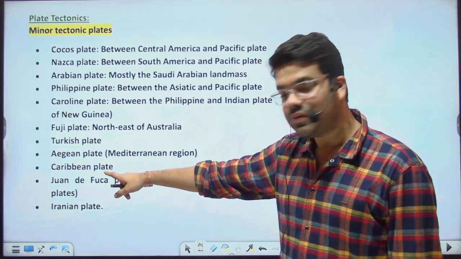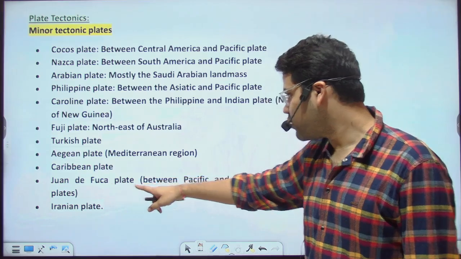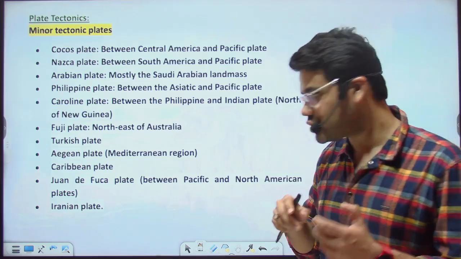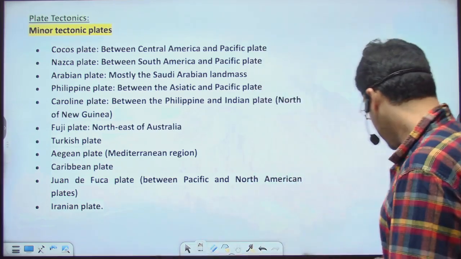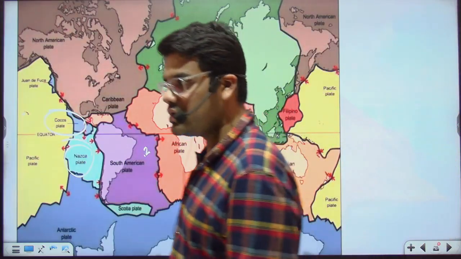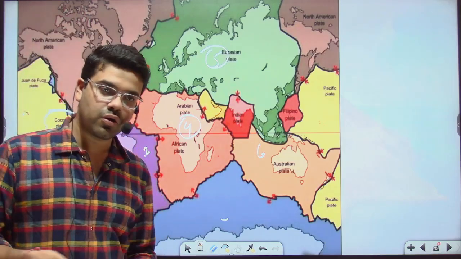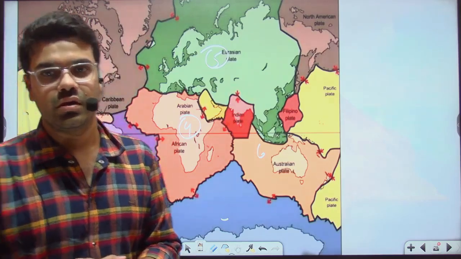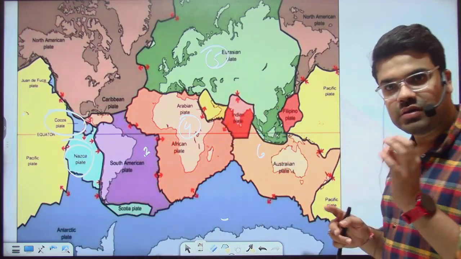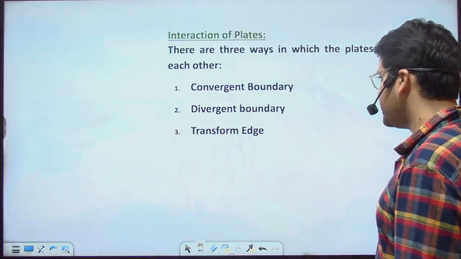Caribbean plate, Central America. Juan de Fuca plate, between the Pacific and North America. It's an oceanic plate. And the Iranian plate. He considered plates to be a mixture of both oceans and continents. Some of the plates can be true continents, some of the plates can be true oceans. And now what did he say? He divided the whole world into certain plates, each a combination of Sial and Sima.